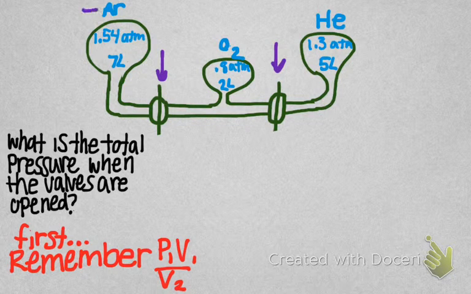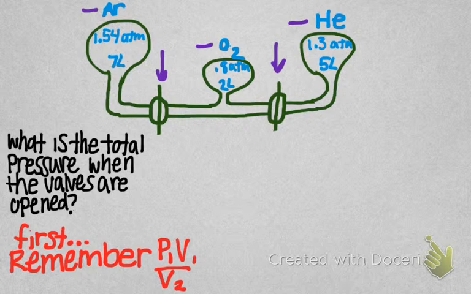We have three different elements and things here: argon, O2, and helium. So we're going to start off with argon. Our pressure for argon we have right here, and we also have our volume. So we can also figure out our V2, so this works in all ways.